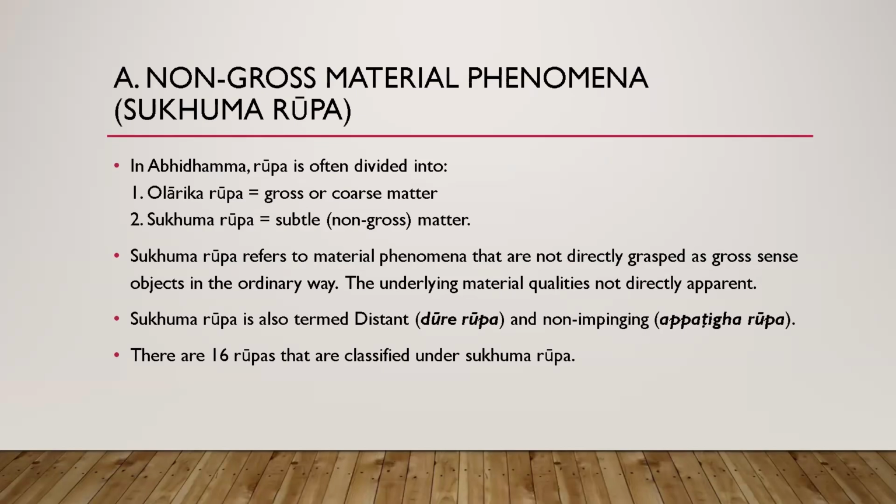Sukhuma Rupa refers to material phenomena that are not directly grasped as gross sense objects in the ordinary way. The underlying material qualities are not directly apparent. Sukhuma Rupa is also termed as distant, Dure Rupa, and non-impinging, Appatigha Rupa. There are 16 Rupas that are classified under Sukhuma Rupa.